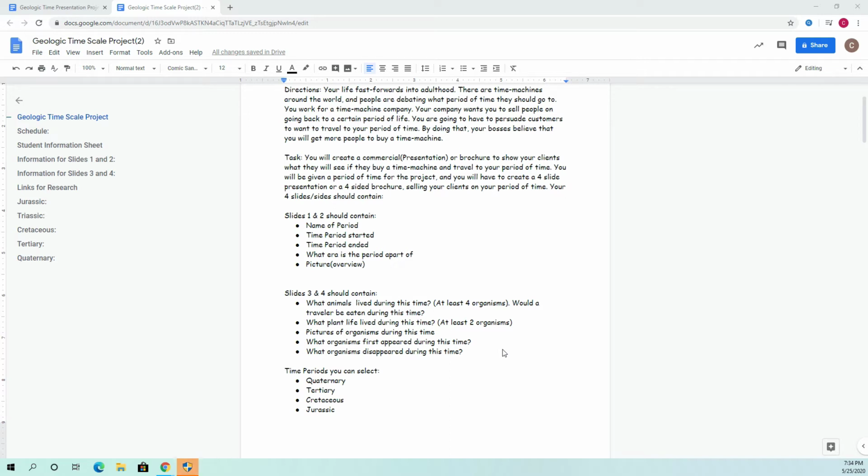There's going to be one period that you were given, and you are going to research that period. In Google Classroom, you will see the period that I gave you. That's the period that you must do the research on.